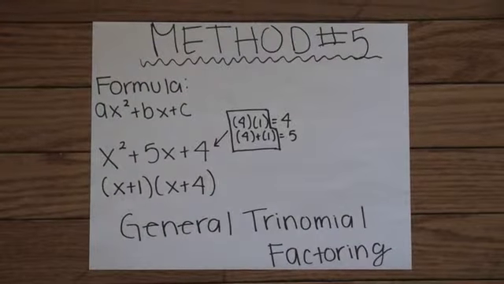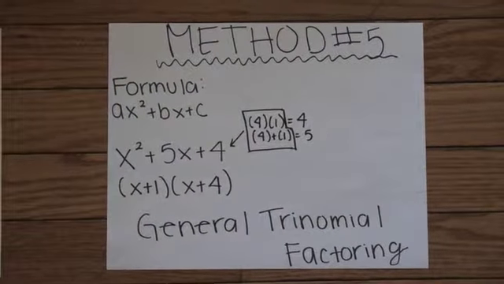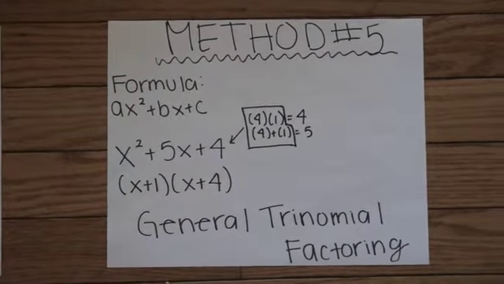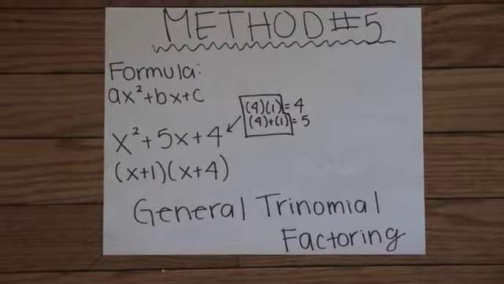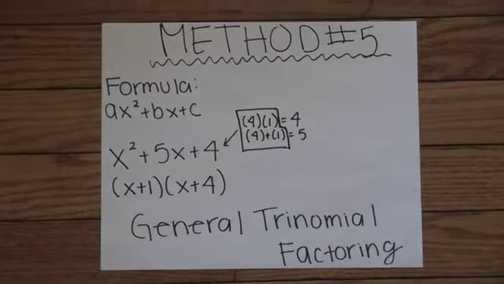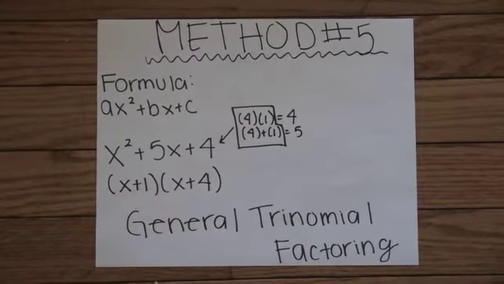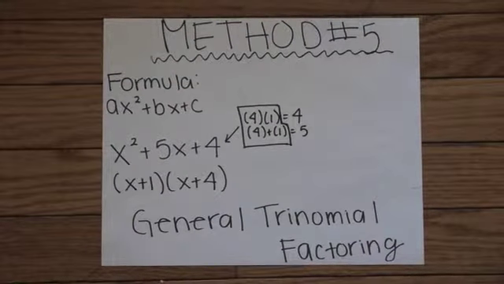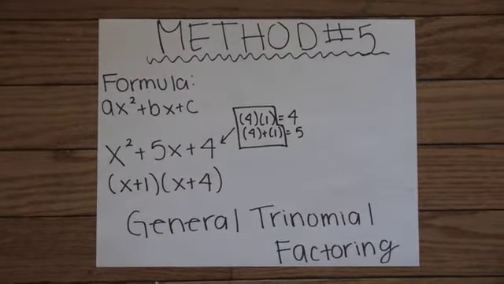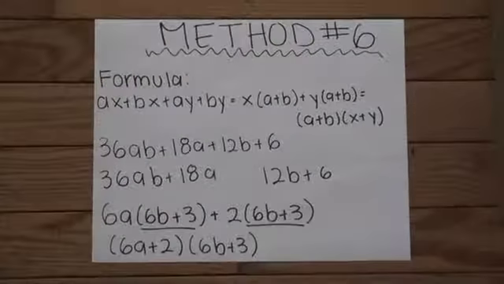The next method is general trinomial factoring. For general trinomial factoring, the formula is ax squared plus bx plus c. The first thing you would do is look at c. Find the two numbers that will add together to give the middle coefficient, but will multiply to c. The end result will give you two binomials. Simplify these binomials if necessary. For example, x squared plus 5x plus 4 equals x plus 1 times x plus 4.